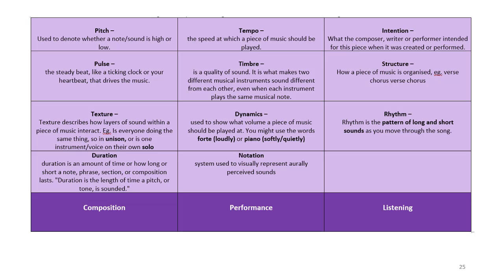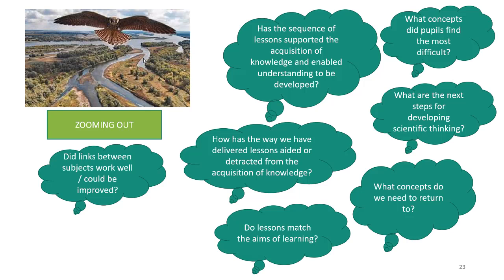In music, are we developing children's understanding of pulse, of dynamics, of rhythm in different topic areas? How are they linking those to composition, to performance and listening, for example? So in the zoomed out perspective, we also need to consider the big concepts as set out by our subject leaders in the progression documents. A zoomed out perspective would also consider the sequence of lessons and how the sequencing has supported the acquisition of knowledge and enabled understanding to be developed.